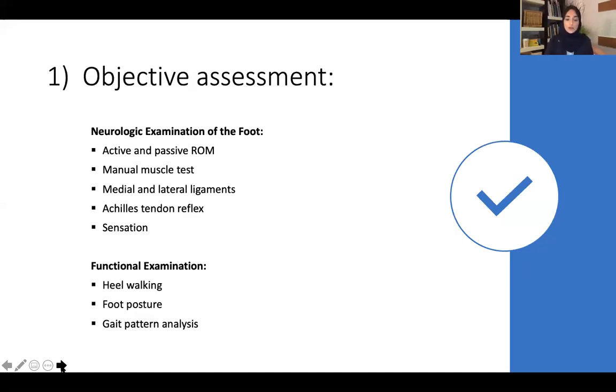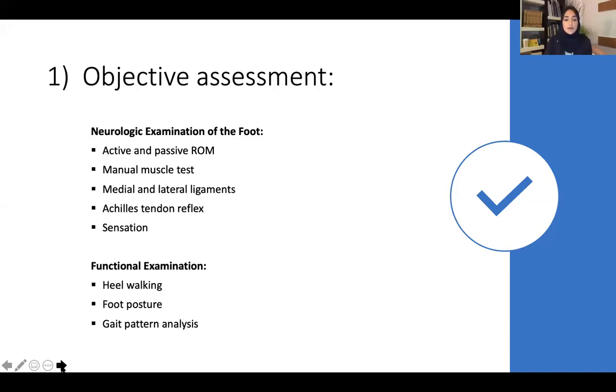Going now to the objective assessment, we should always start with a neurologic examination of the foot, including active and passive range of motion to ensure that the ankle joint is not stiff. We should also do a manual muscle test to reveal any weakness or paralysis of the foot muscles. Muscle flexibility is also very important, because most patients will have muscle tightness over the Achilles and the calf muscle, due to the lack of dorsiflexion, because the foot will be positioned in plantar flexion most of the time.